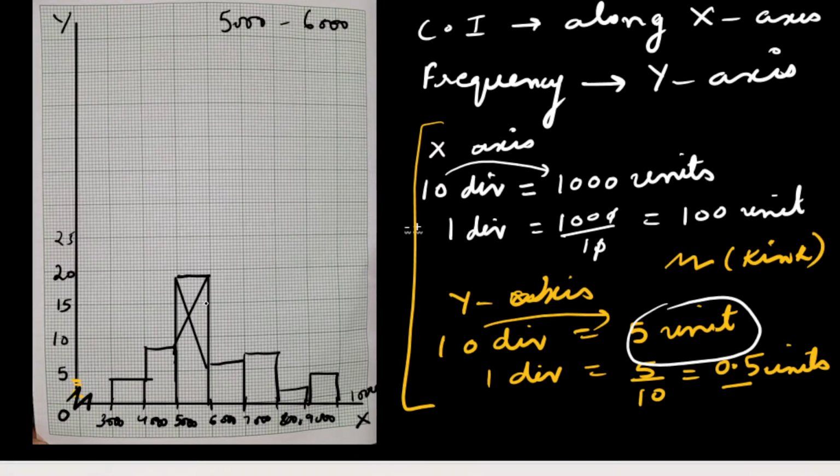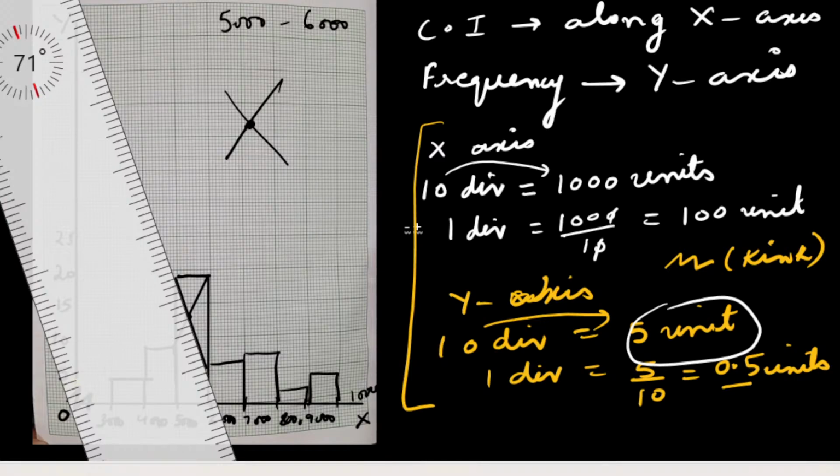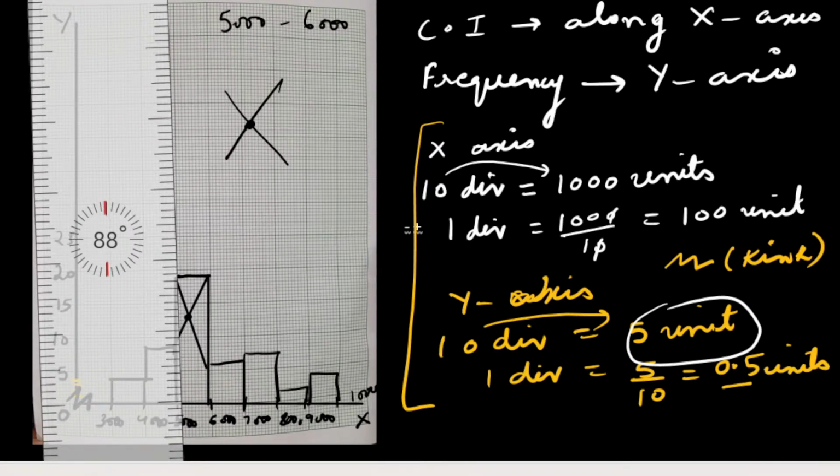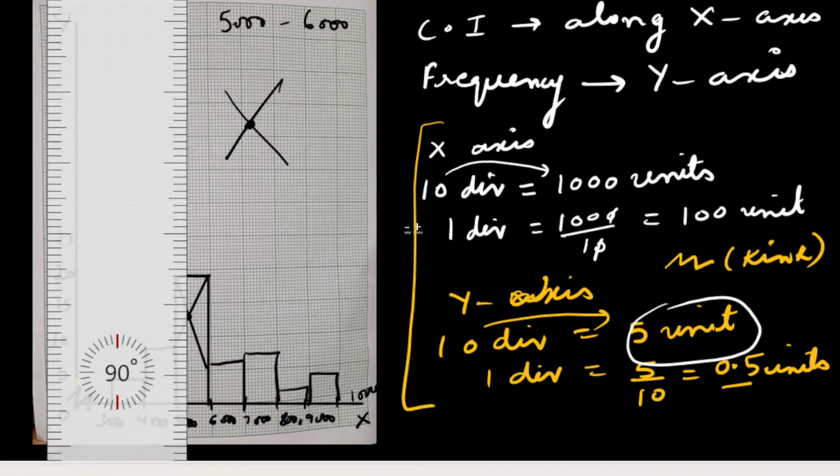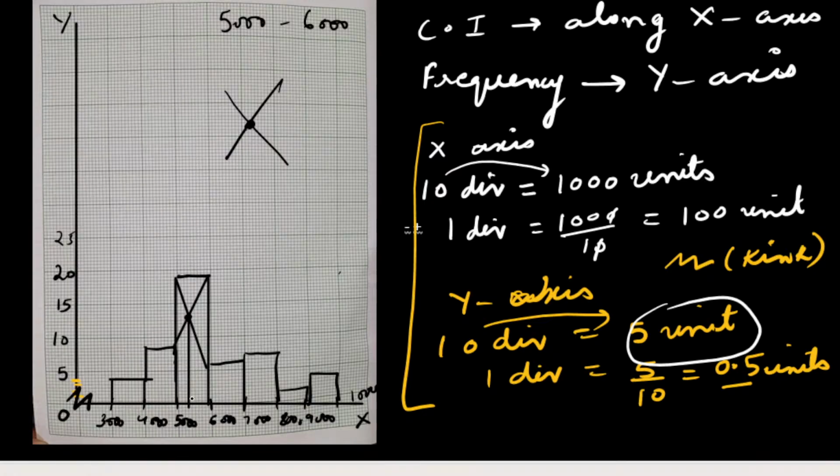Now, their point of intersection: we can see both the lines, the cross lines which we have drawn just now, intersect at this point. You can draw a straight line like this from that point, and you can see that line meets the x-axis at some point. This point is known as the mode of the given data.